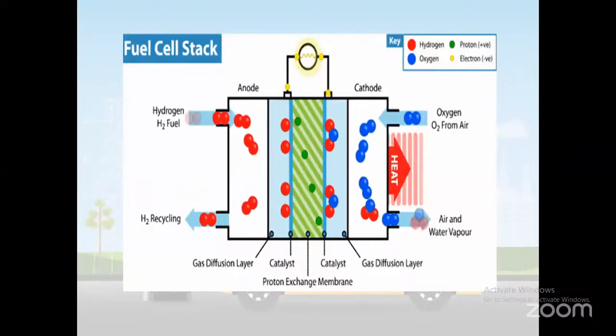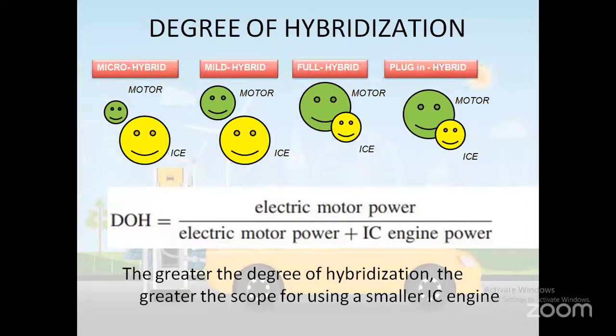Then, if I'm not wrong, we saw the degree of hybridization. In the degree of hybridization, we saw the micro hybrid vehicle, then the mild hybrid vehicle, then the full hybrid vehicle. Next, we dealt with the plug-in hybrid vehicle also.